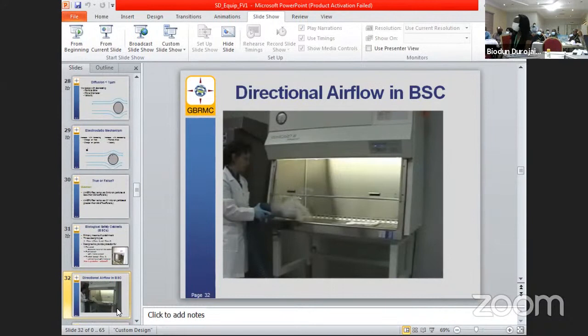Okay, let's go on. Directional airflow in BSCs, this is a test that she's doing. This air is supposed to enter in and go up through the HEPA filter, and then we'll see what happens next. So, class 1, we talked about different classes of BSCs.